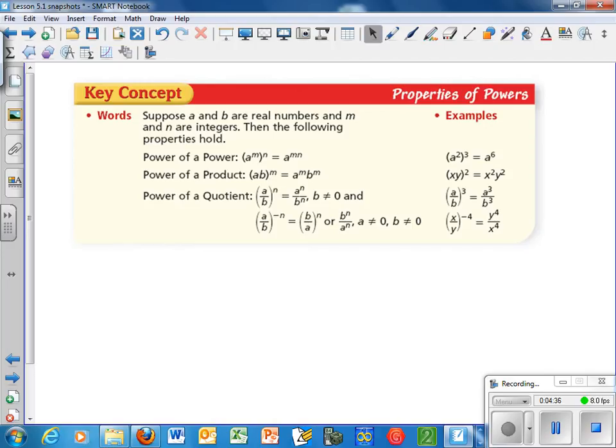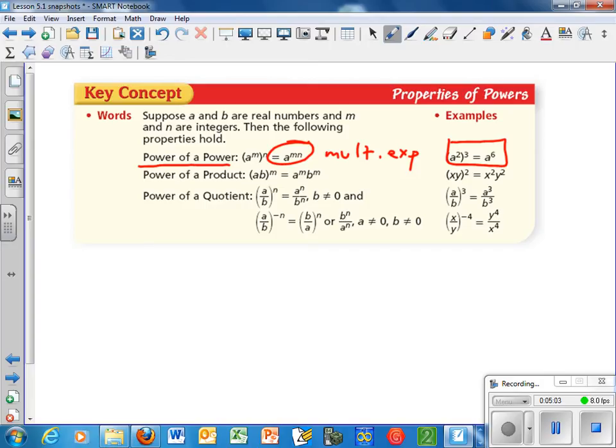Okay, this shows some more rules here, exponent rules. If you have a power to a power, which would be this rule, you multiply exponents. So a real quick example: when you have a to the second inside parentheses, outside power of 3, you multiply exponents, you get a to the sixth.